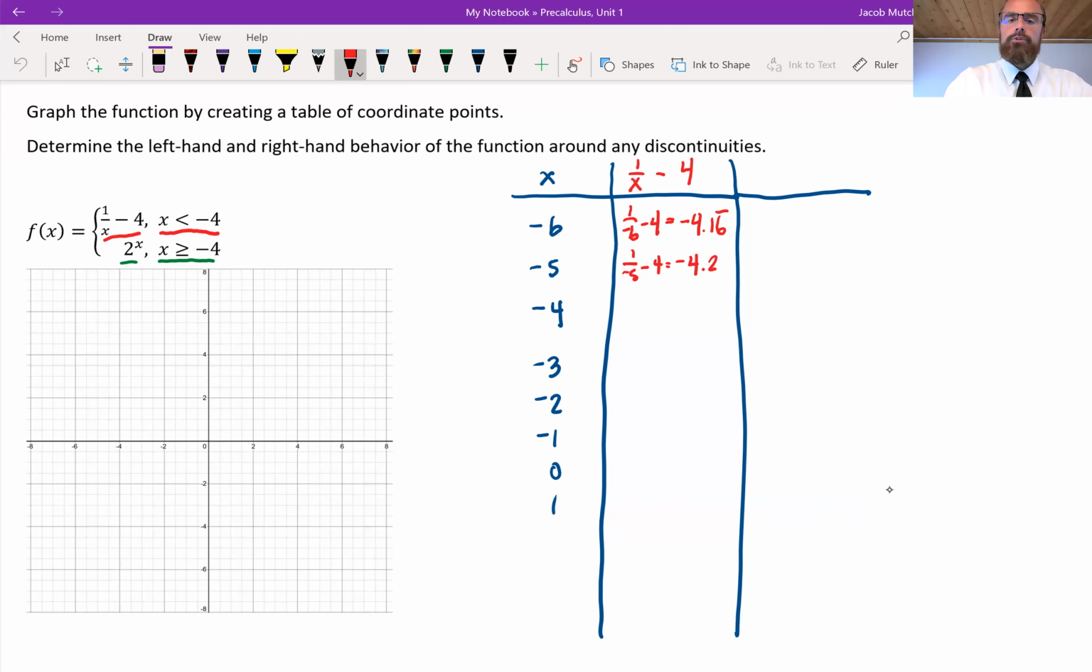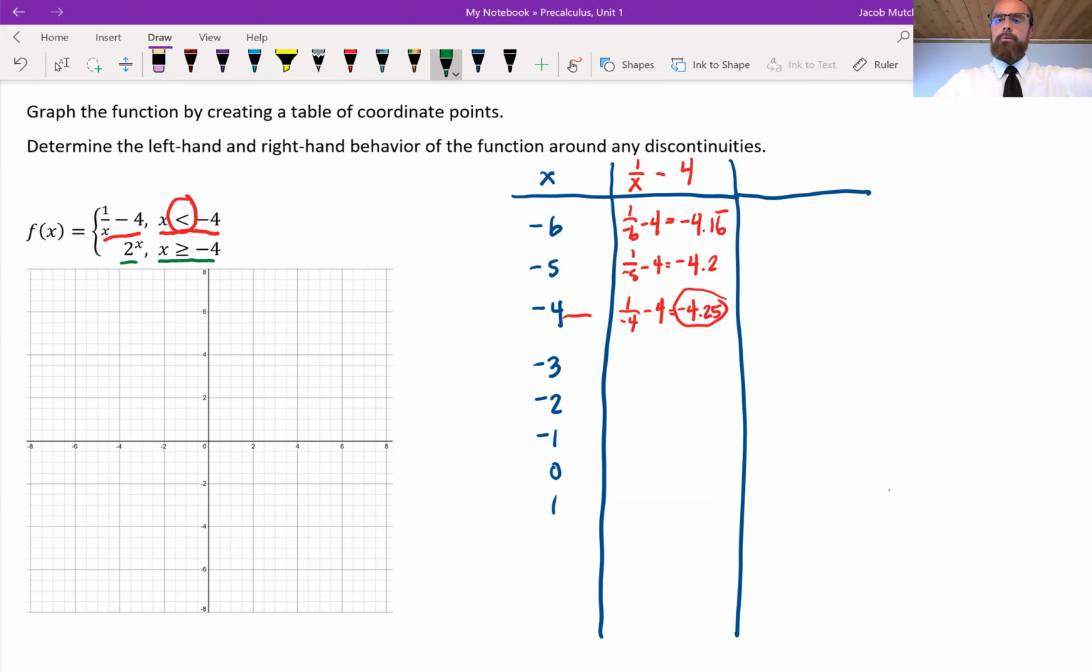And then -4, which really is the cutoff number. And for this 1 over x minus 4, the one in red, that's strictly less than -4. So at -4, what we'd say is it's undefined for this red function. It really belongs to the green 2 to the power of x. But we want to calculate it as if it did exist there. So 1 over -4 minus 4 is -4.25. Now this is going to be an open circle on that graph. So I'm going to circle that y value. At that point, that's our cutoff x value.